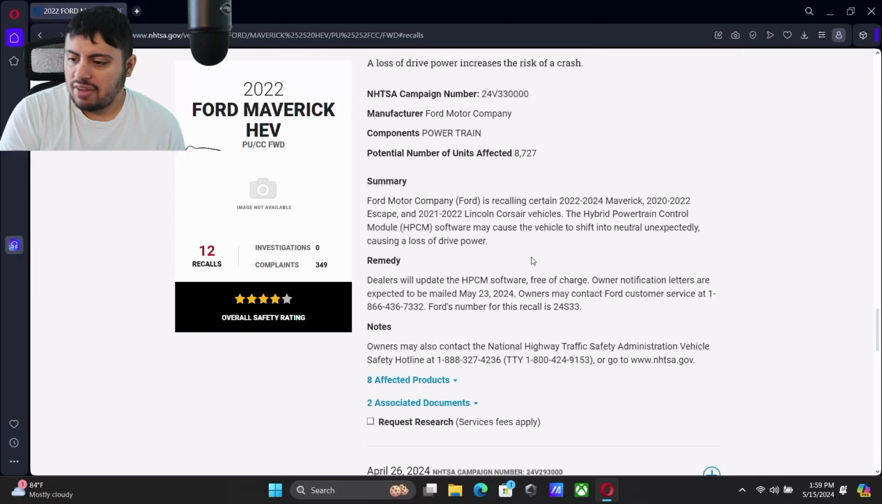The remedy, Ford does have a remedy up here. Dealers will update the software free of charge. Owner notification letters are expected to be mailed by May 23rd of this month. Currently, it is the 15th, so Ford does have about another week or so to do that.